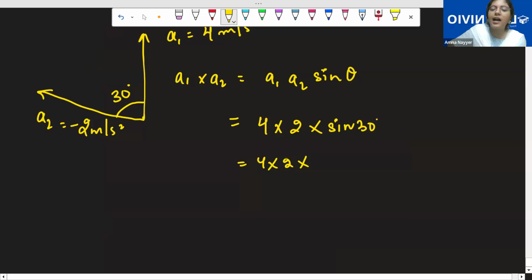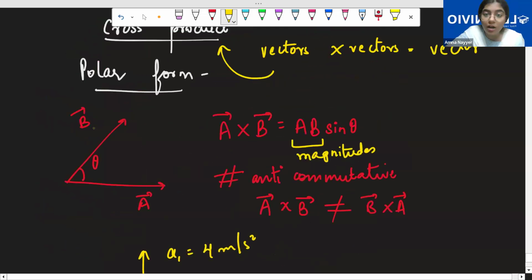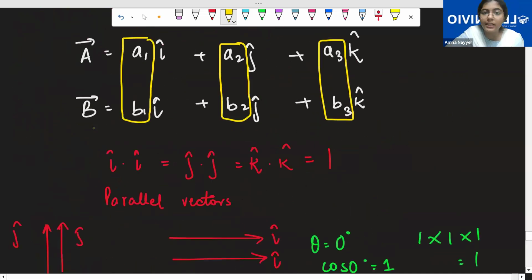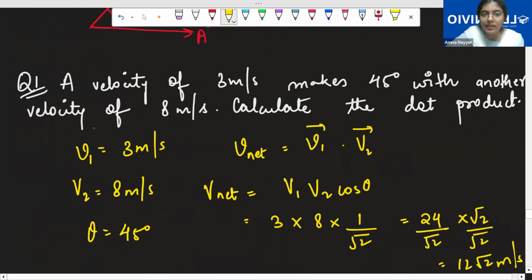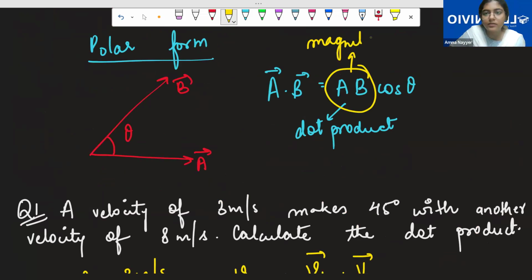Sine 30 degrees is half, Tahura. So 2 will be cancelled and that will be 4 meter per second. Remember here, don't take the negative sign. Magnitude here also, in dot product also, don't take the negative sign. We only take the magnitudes here. Here, if this velocity was negative, see here, these are the magnitudes that we consider. This is the magnitude.